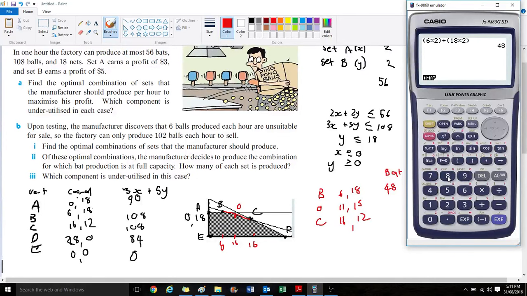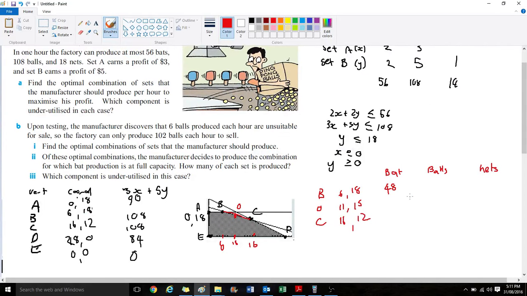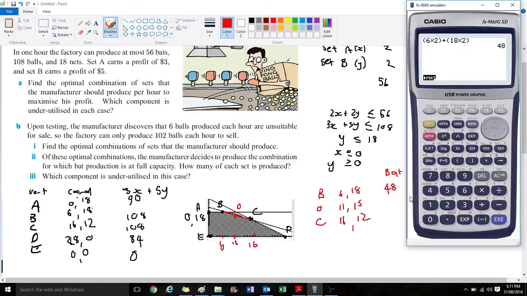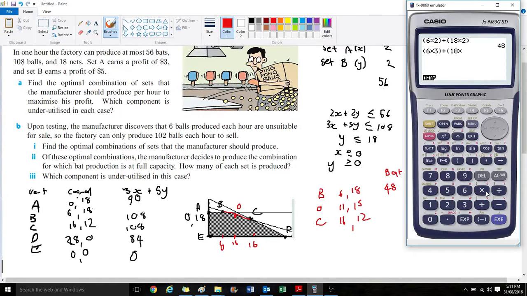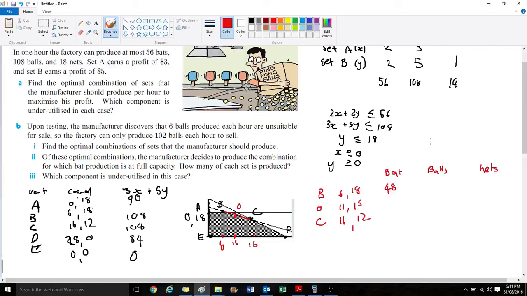What about if we look at how many bowls we're making? Alright, so we're making 6 sets of A, so that's 6 times 3, and for B we're making 18 sets, and each B has 5 bowls, so we have 18 times 5. We're making a total of 108 bowls, okay? So we can see here we're using all of the bowls, so that's got a tick. Here we've got a cross.